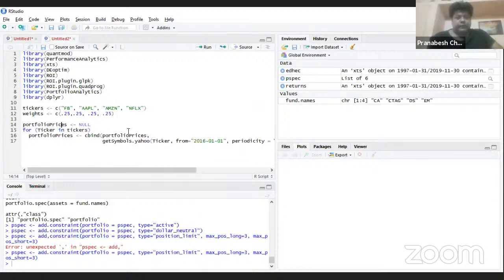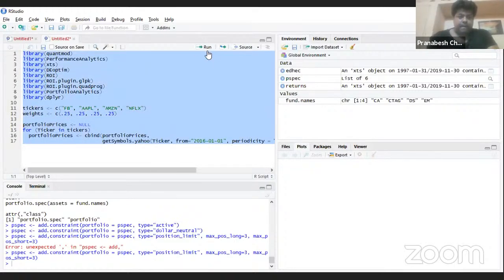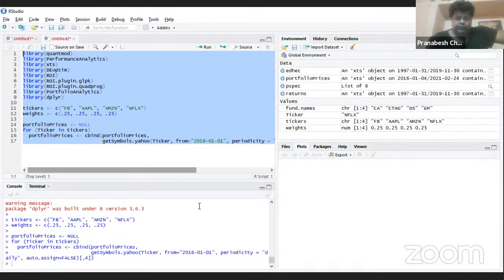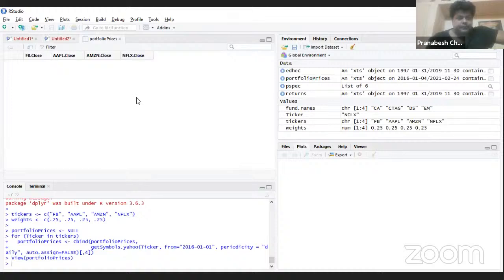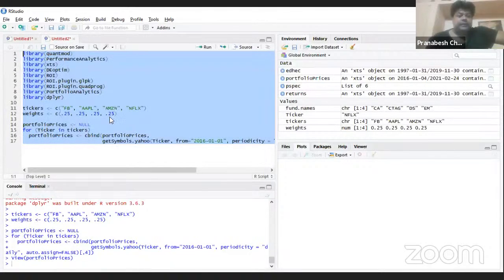So I'm storing the closing price of these 4 stocks in my ticker library. And let's see. So what I did, my portfolio prices object has been created, and you can see I have the closing prices for each one of my 4 stocks in my records.